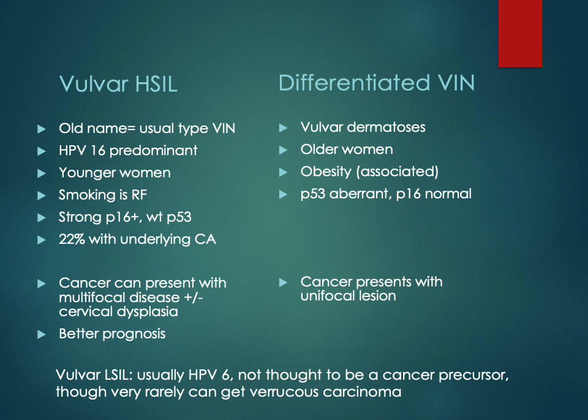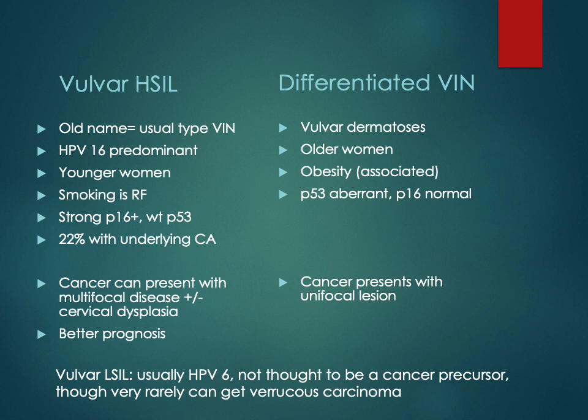Now, vulvar LSIL, the low grade, is usually not an oncogenic HPV type. It's usually HPV-6, which is part of the 9-valent HPV vaccine, but is associated with genital warts. It's not thought to be a cancer precursor, except that you can rarely get what's called a verrucous carcinoma, but that's pretty uncommon. So that's the vulvar LSIL and HSIL.